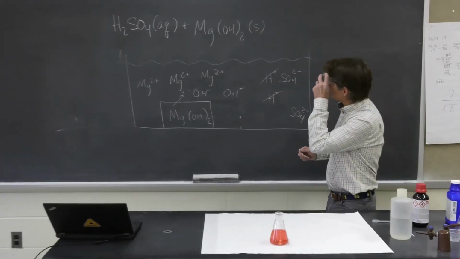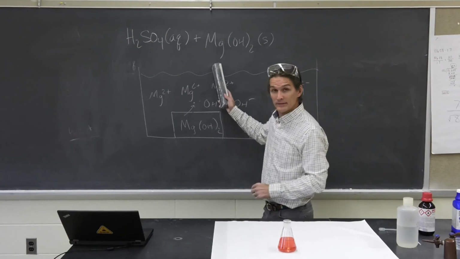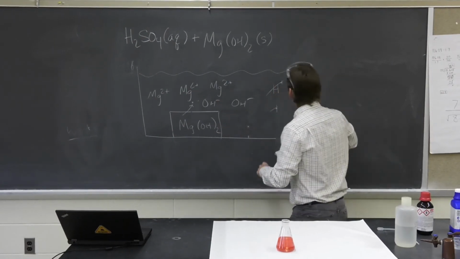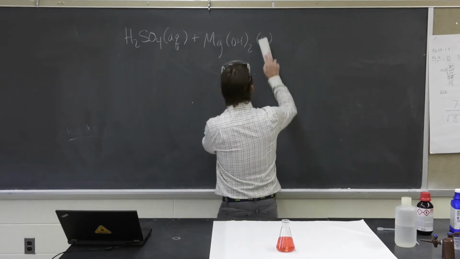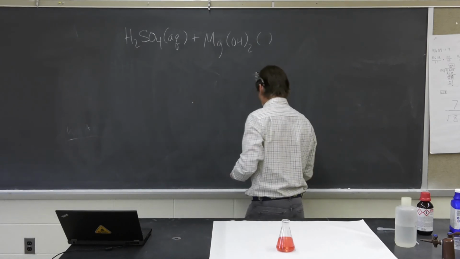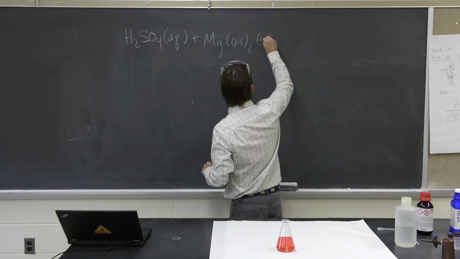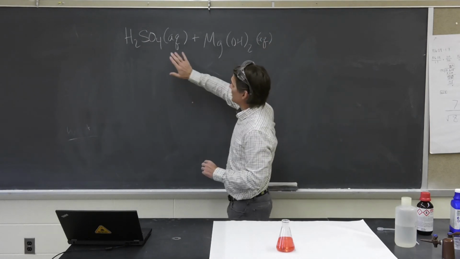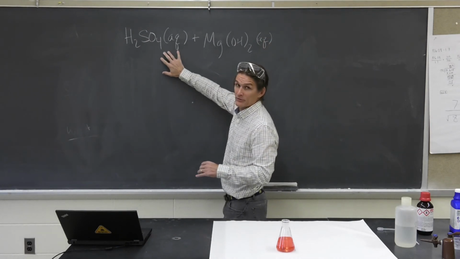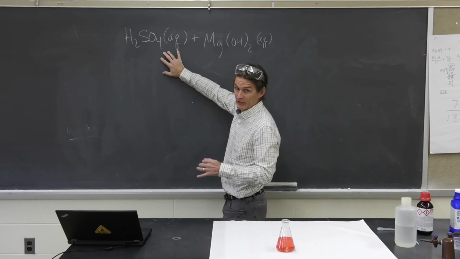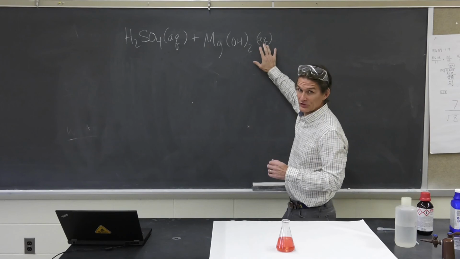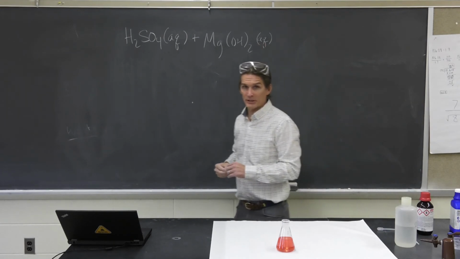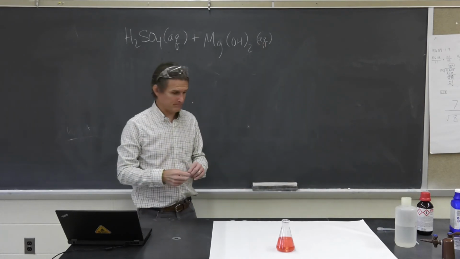Probably be a good idea for you to try to write the complete and net ionic equation for this particular reaction. And when you do so, let's make it a little easier on you here. Let's just assume that we are doing a reaction between the sulfuric acid portion that's dissolved and the magnesium hydroxide portion that's dissolved. That'll make the complete net ionic equation a bit easier for you.